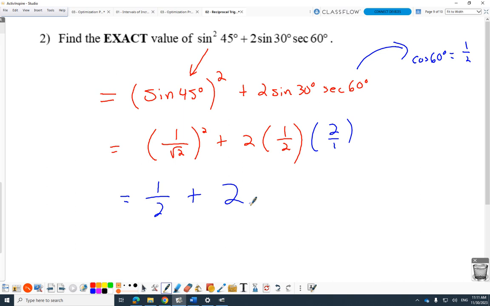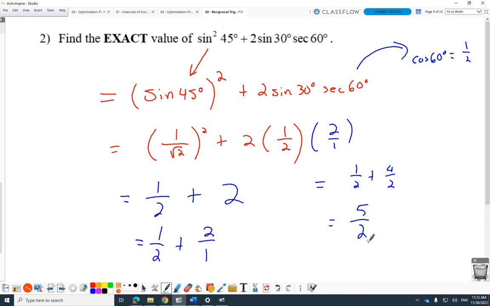Now, just a little fraction work. I want to add 2 fractions. So first I'm going to think of the 2 as over 1. Then I'm going to get a common denominator and add those together to get 5/2.